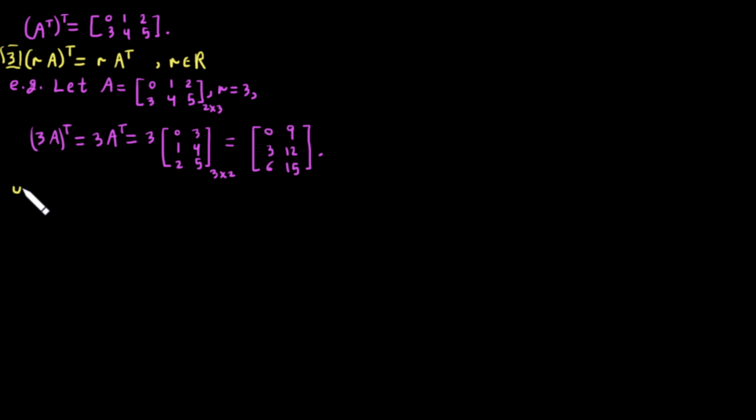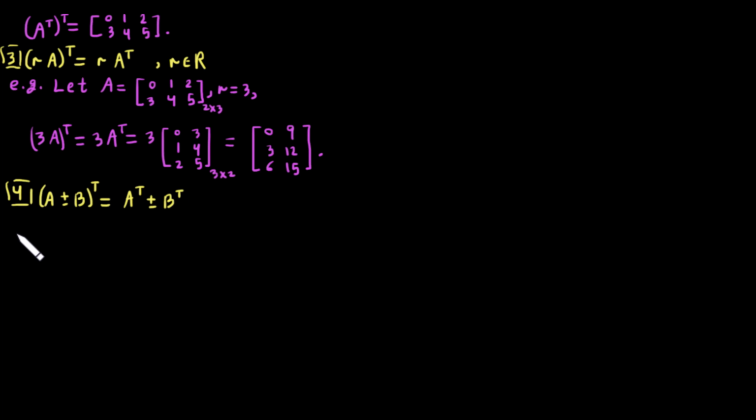The fourth property, if I have A plus or minus B and the whole thing transpose, it will distribute here, so it will be A transpose plus or minus B transpose. Here I write plus or minus. Either you can use plus, you have to write plus here. If you write minus, you have to write minus here. So the transpose will distribute here.